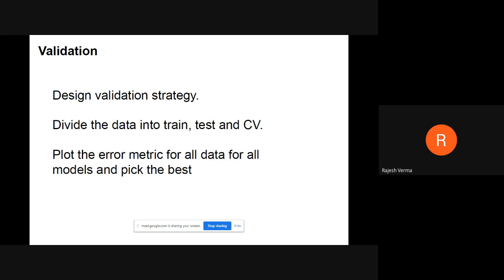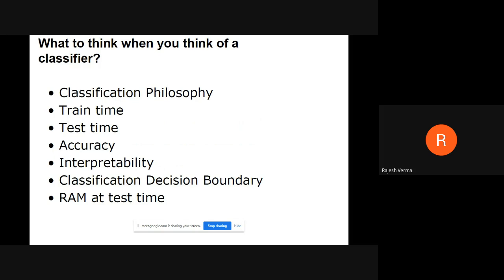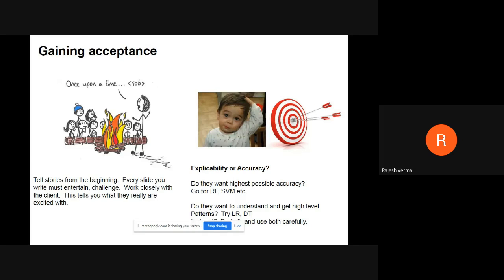We can also plot the error metric and then pick the model with the highest degree of accuracy. When we are doing a classification, it is very important to analyze the training times, the test times, the accuracy, the interpretability, the classification decision boundary, and the ramp taken at test time. We also have to gain the acceptance of the people involved, and ensure that we maintain the highest degree of accuracy. So if you are thinking about which model to deploy, it is necessary that you establish a model with the highest degree of accuracy, and subsequently deploy that model.